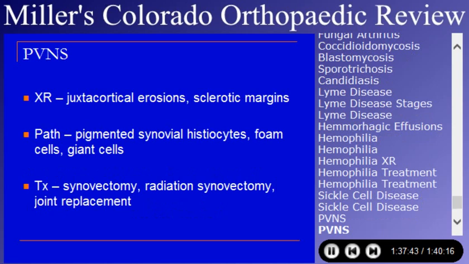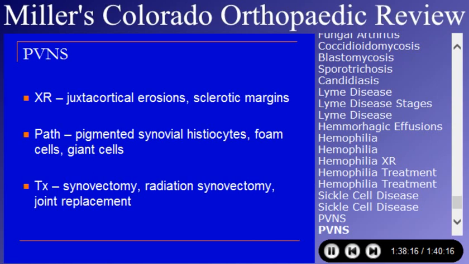There are juxtacortical erosions, sclerotic margins to the erosions. It's a slow-going process. The pathology shows pigmented synovial histiocytes, foam cells, and giant cells. Treatment is synovectomy. Radiation synovectomy is used but not clearly proven. Joint replacement in completely destroyed joints. The cartilage seems to have something to do with this. Once the cartilage is all destroyed, the process tends to burn out.